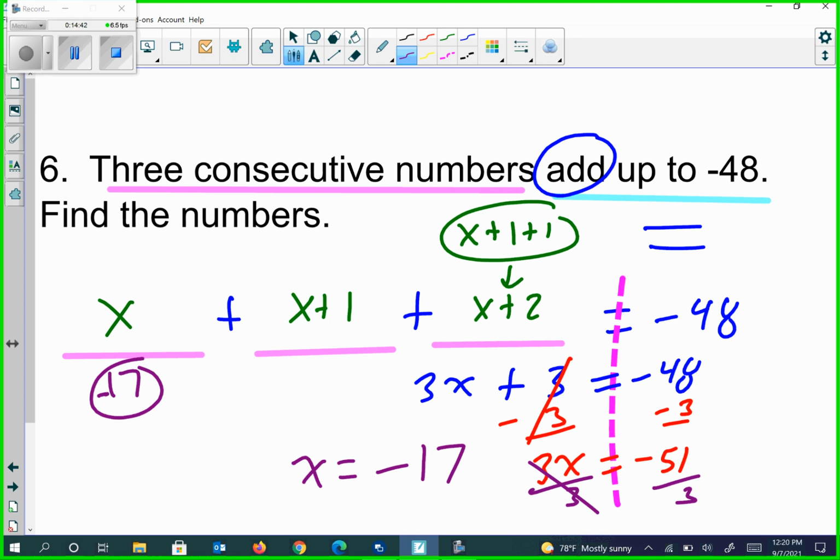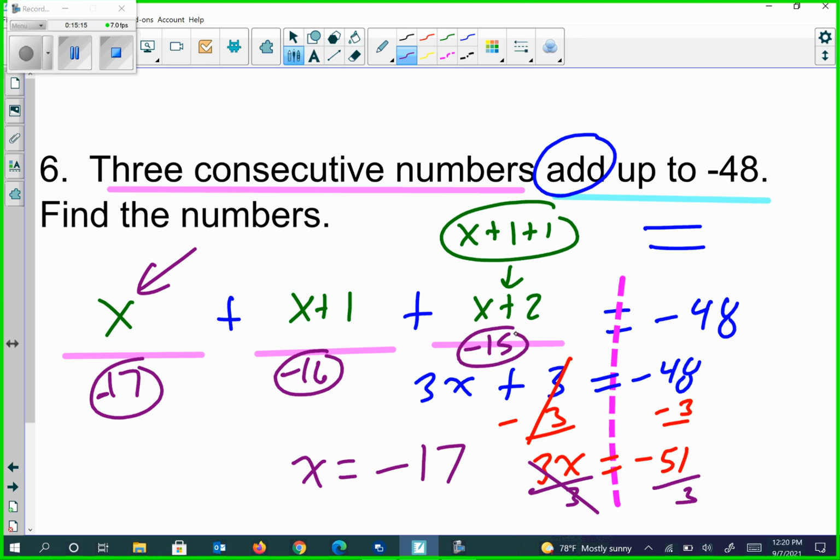And it's negative. If I add 1 to negative 17, what do I get? Negative 16. And my x value was what? What was my original x value? That's my original x, negative 17. I'm going to add 2 to negative 17. What do I get?